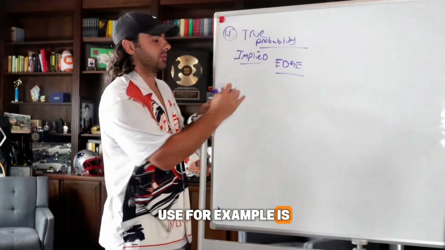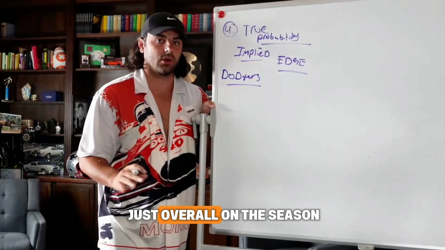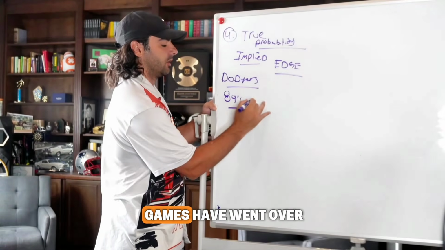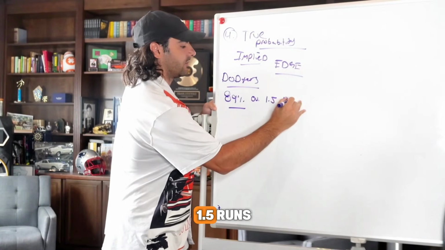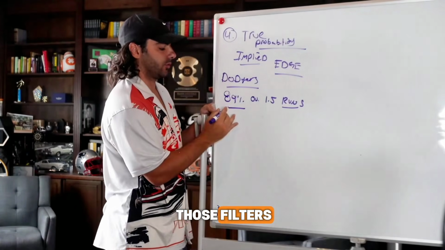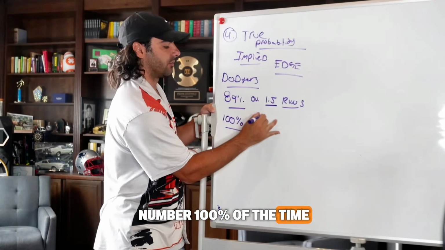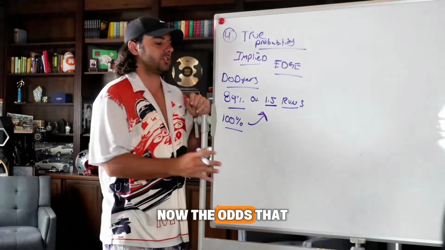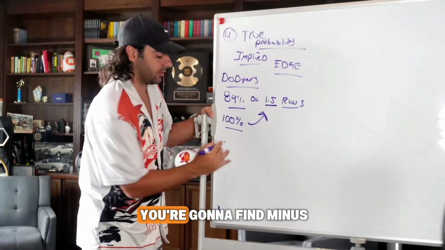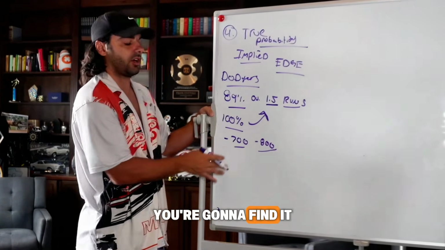Now, what I'm going to use for example is, let's just say the Dodgers, okay? It's always a good example to use. The Dodgers just overall on the season, in 89% of their games, have gone over 1.5 runs. Now, when you apply the filters that I just taught you, they've gone over this number 100% of the time. That's with the filters applied. Now the odds that you might find on this play when all the filters correlate are pretty high. You're going to find minus 700, minus 800. You're going to find it in that realm.